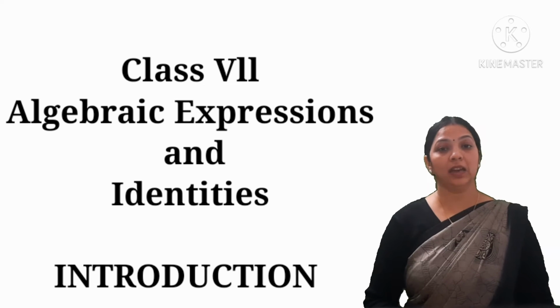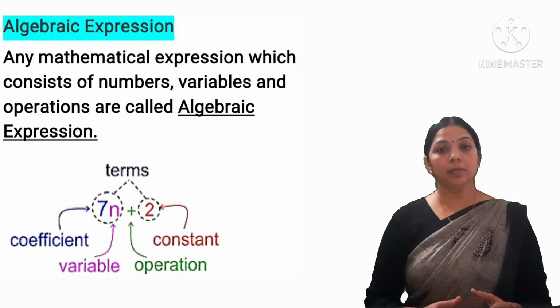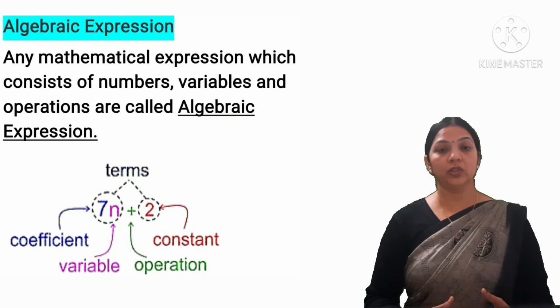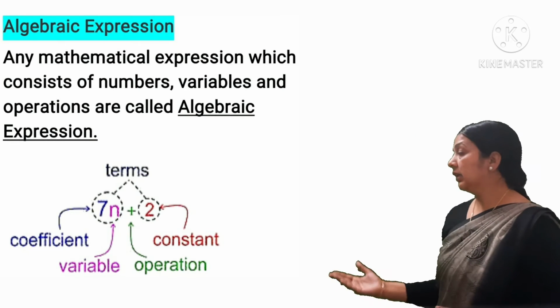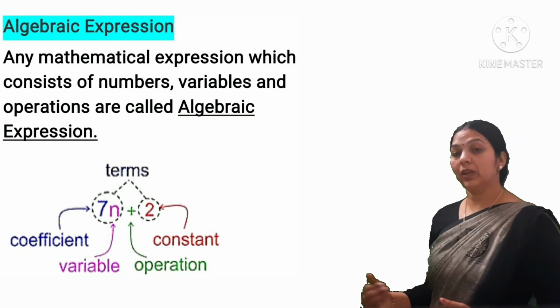Students, I am Krishna Nagar, your maths teacher, and today we are going to start our next chapter, that is algebraic expressions and identity. So, what are algebraic expressions? Any mathematical expression which consists of numbers, variables, and operations is called an algebraic expression. Here you can see the example, that is 7n plus 2. So, this is an algebraic expression.